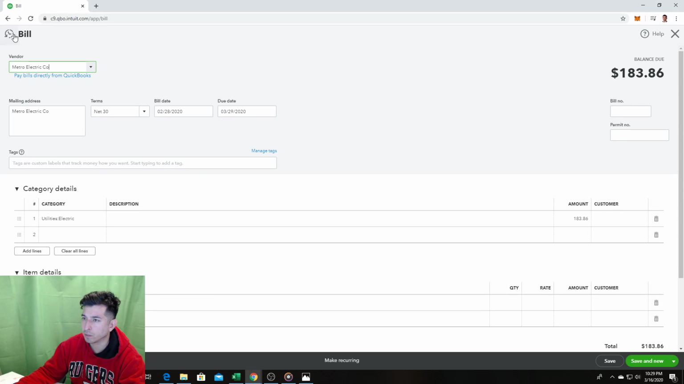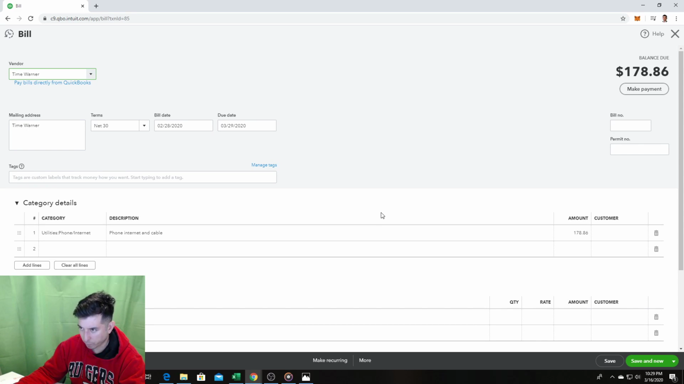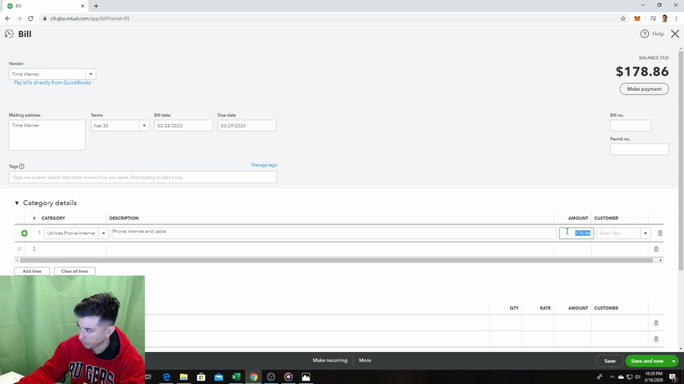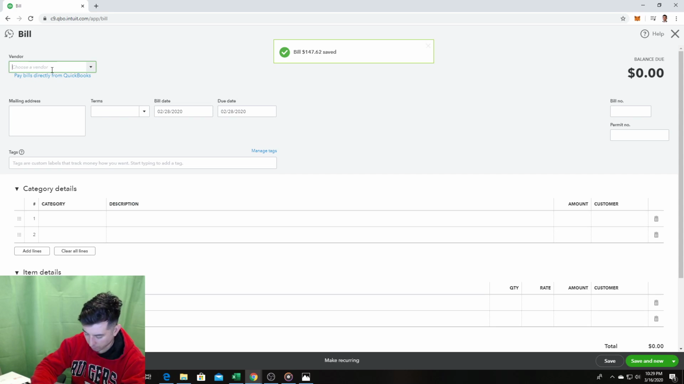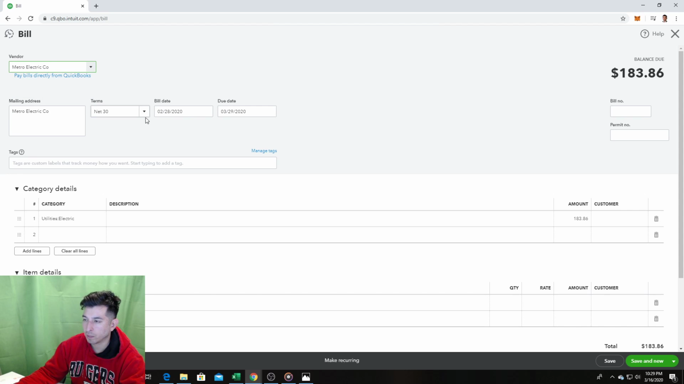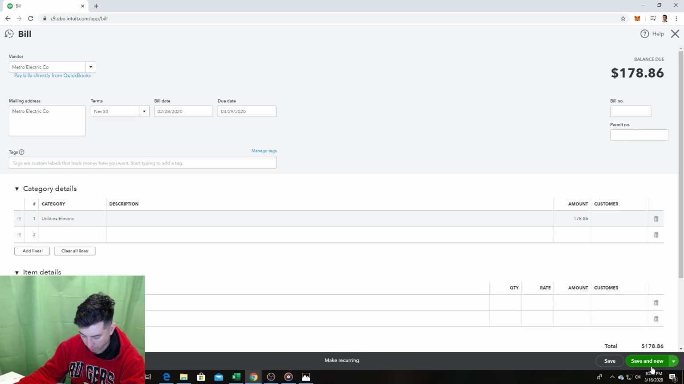I think I put in the wrong amount, the earlier one. Let's check real back. Yes. So Time Warner should be 147.62. That's what happens when you don't double check your work. Save and new. Now, Metro Electric Co. So it's going to be net 30, 2/28, 3/29. Utilities, electric. Description, nothing. It's going to be for the amount of 178.86 for electric. Hit save and new.